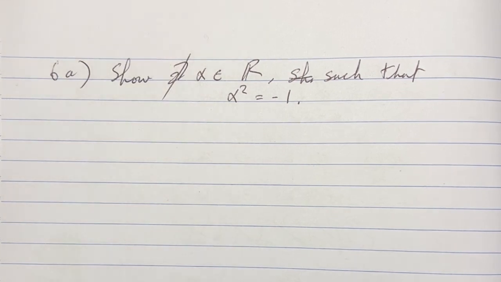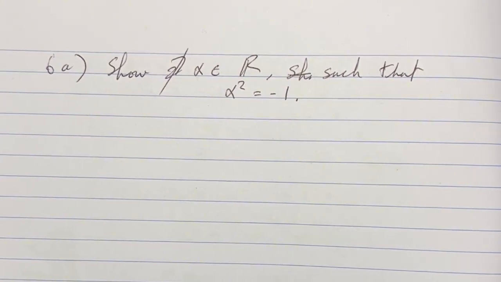In this video we're going to do MA3D5 Galois theory term 1 assignment 1 question 6. So 6a says show that there does not exist an element alpha in the real numbers such that alpha squared is -1. Alright, so this is not really an algebra problem, so let's actually go through the cases.